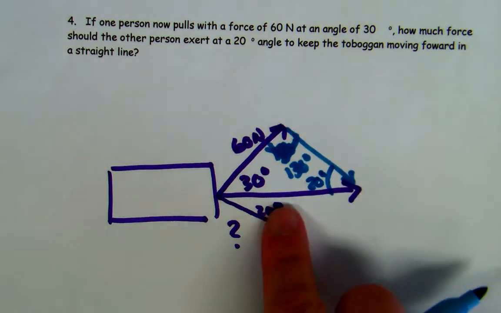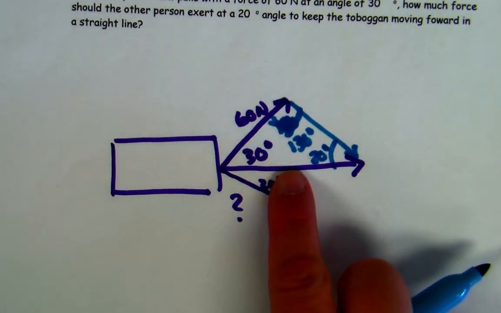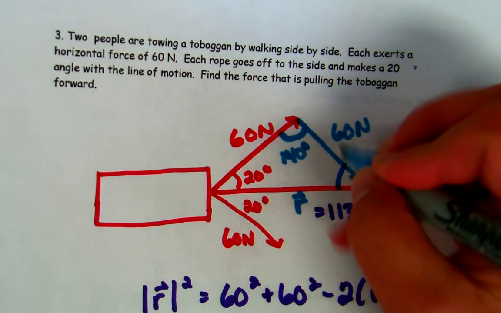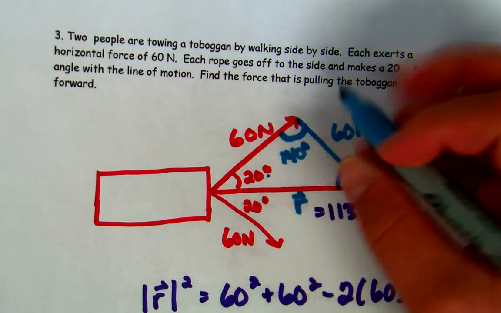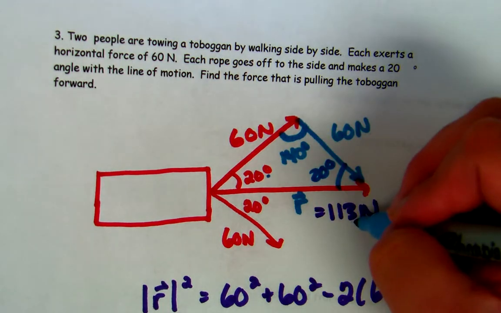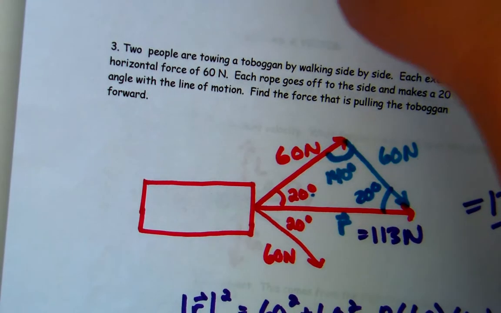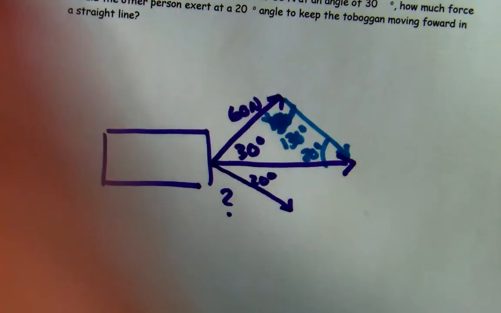I'm thinking I probably could have done this on the first example and used sine law as well. We used cosine law, it's okay. But on this example, I just realized if that's 20 and that's 140, that's 60, that's 20 degrees, I could have used sine law to find the 113 instead of cosine law. Not a big deal. This one I am going to use sine law.